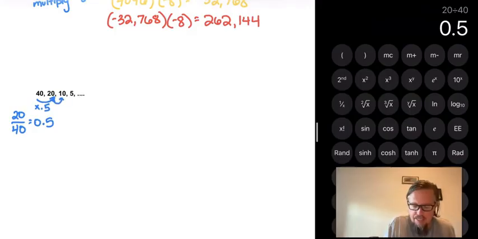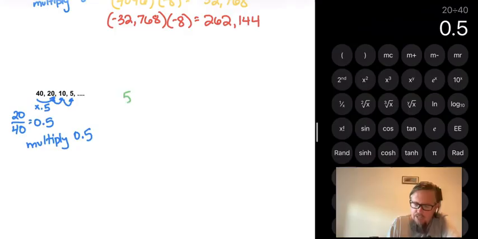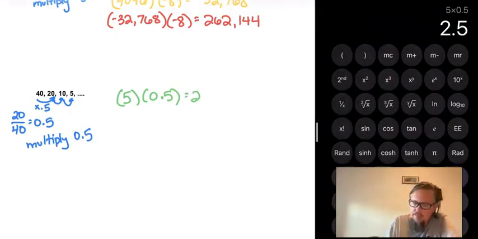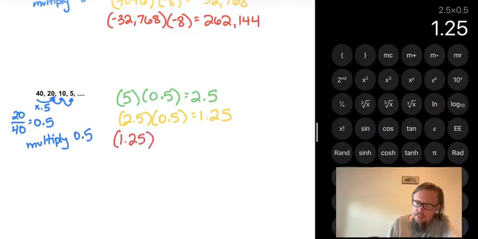20 times 0.5 is 10, and 10 times 0.5 is 5, of course. So we are always multiplying by 0.5. And here the signs aren't going to flip because we're not multiplying by a negative. So all we're going to do is take the last number that we had, which was 5, and multiply that by 0.5. So let's go ahead and do 5 times 0.5, which is 2.5. There's the first of the three numbers we need. Then let's do 2.5 times 0.5. That's going to give us the second of the three numbers we're asked to find. That is 1.25.